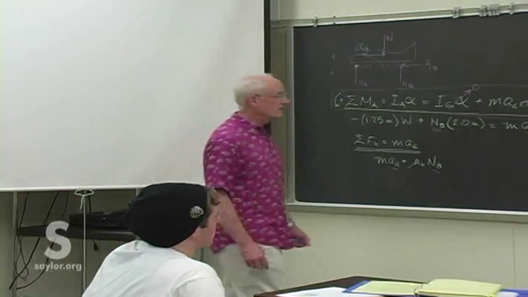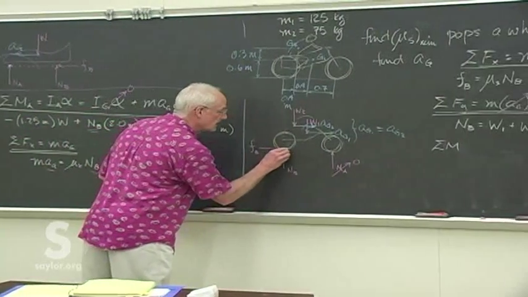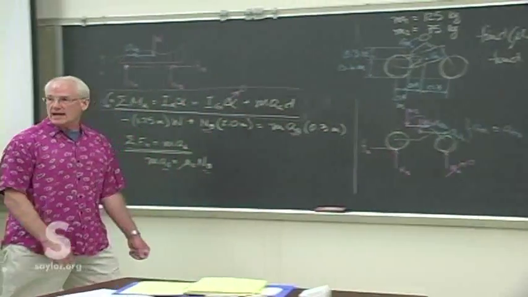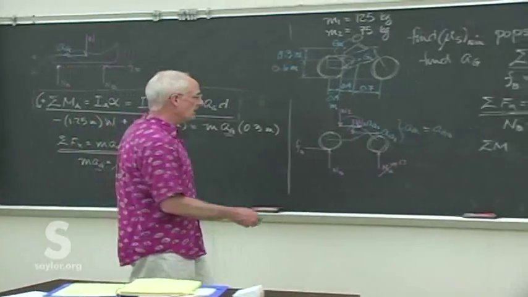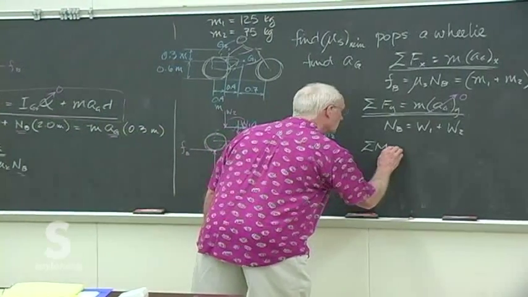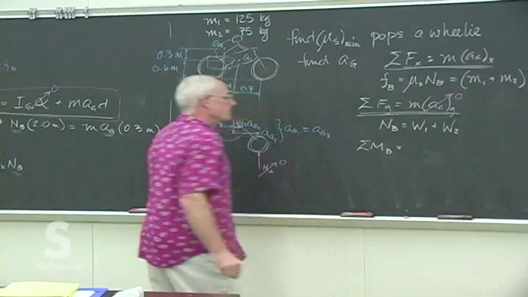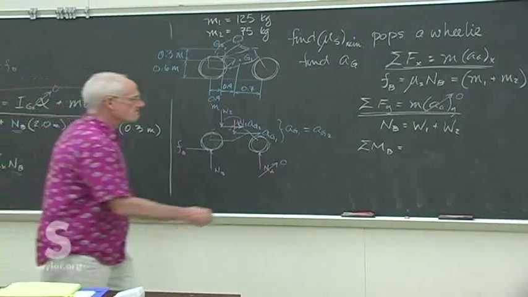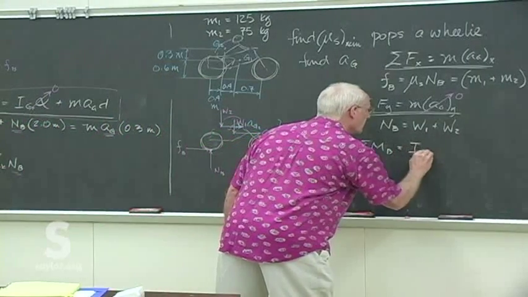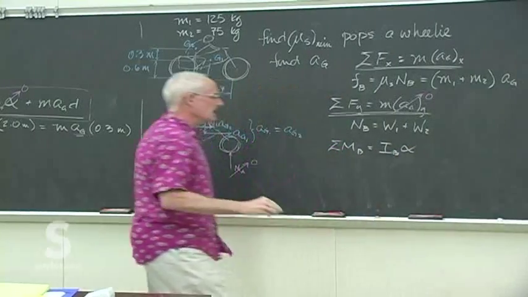Bottom of the back wheel? Yeah, sum of the forces about B. We've got two forces that go through that, and so they're not going to contribute to the moment equation. They become a little bit simpler. So, sum of the moments about B. That then is IB alpha.